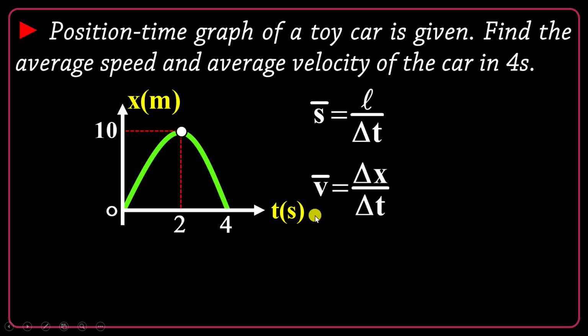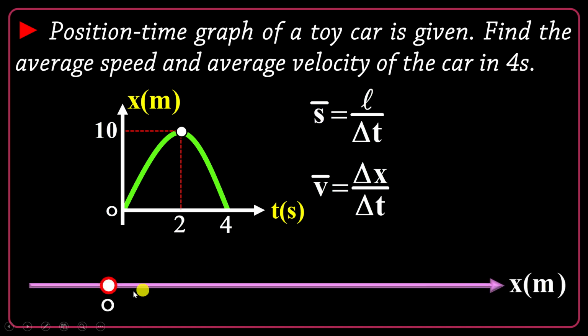But the average velocity is the delta x over delta t. Delta x is the displacement. You know that there is no displacement. So basically, delta x is 0, so v bar is also 0. Oh, okay. But what about the S bar?